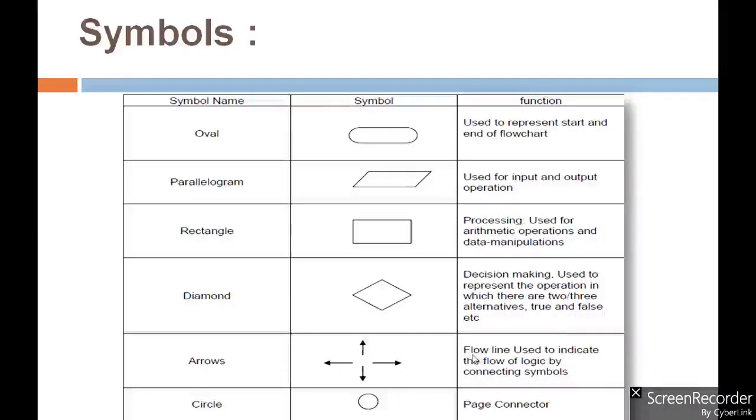These are known as flow lines and are used to indicate the flow of logic by connecting the symbols. And at last we have a symbol known as a circle, the page connector. It is used when your flowchart diagram is larger than the size of your page. Then we can connect the two parts of the flowchart on different pages using the page connector symbol, that is the circle. So these are the basic symbols used in drawing a flowchart.